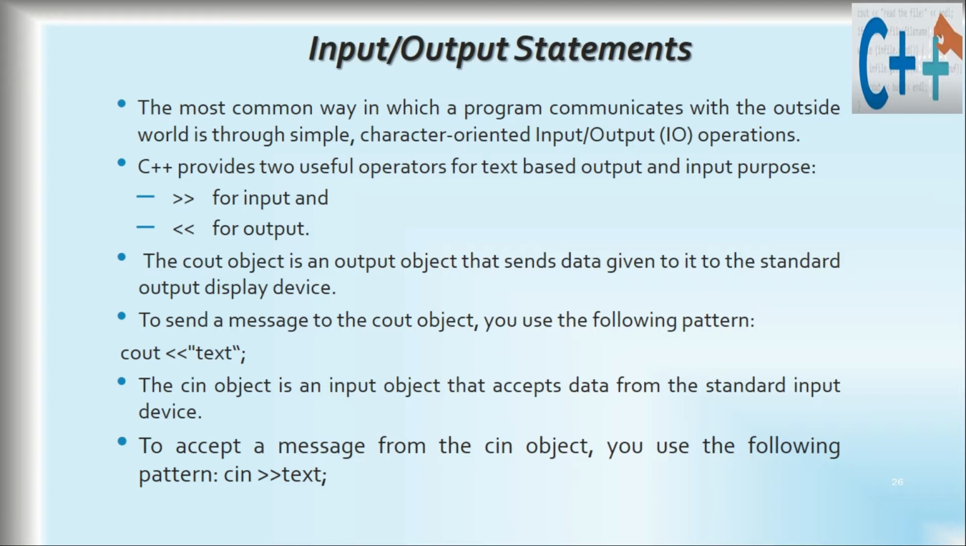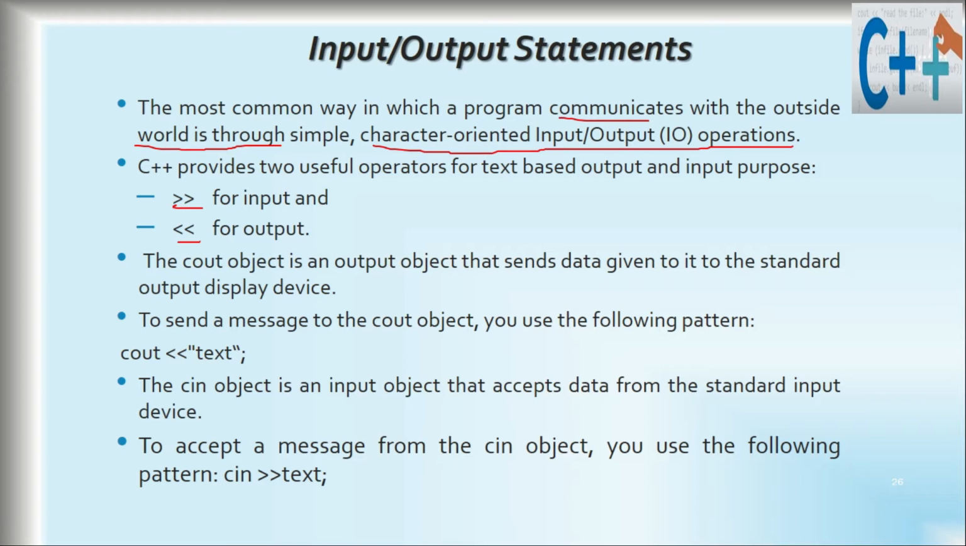For example, you want to input some data value to your variable, or you want to display a variable's value to the user on the console. The most common way in which a program communicates with the outside world is through input and output. Character-oriented input-output operation. C++ provides two useful operators for input and output. This and this one are for input and output purposes.